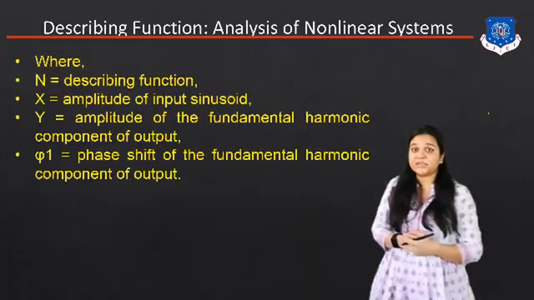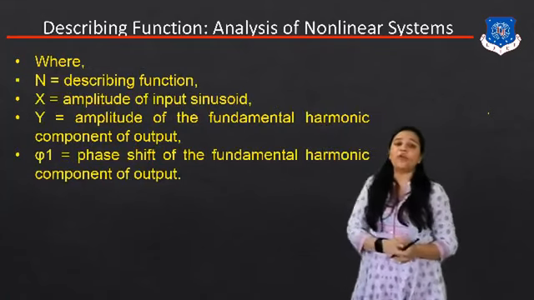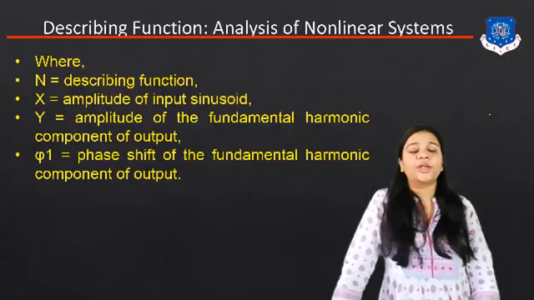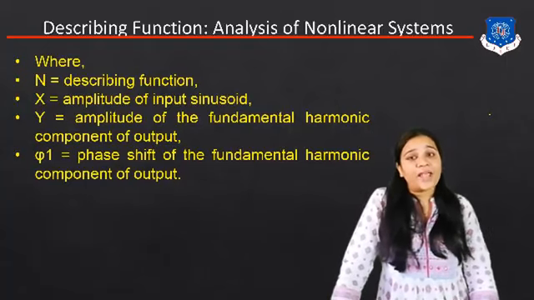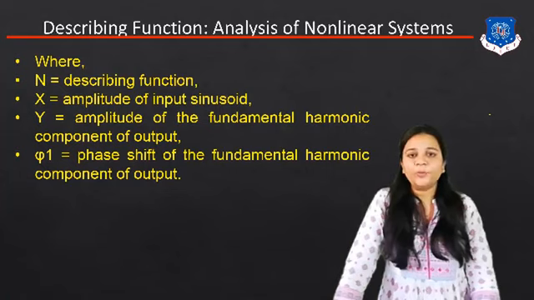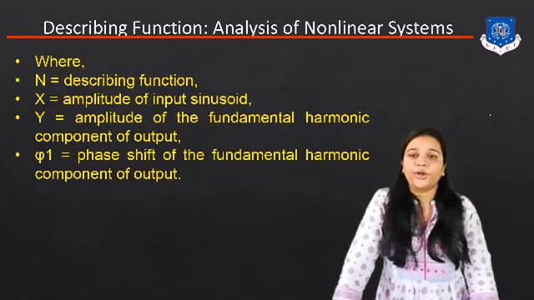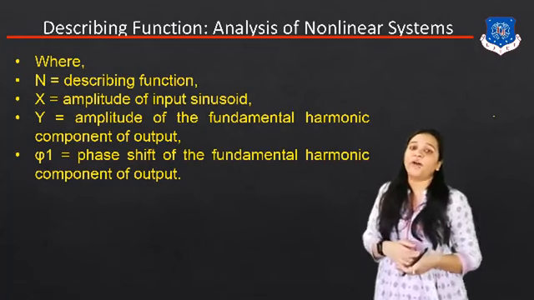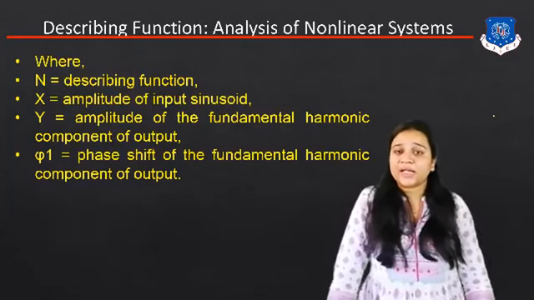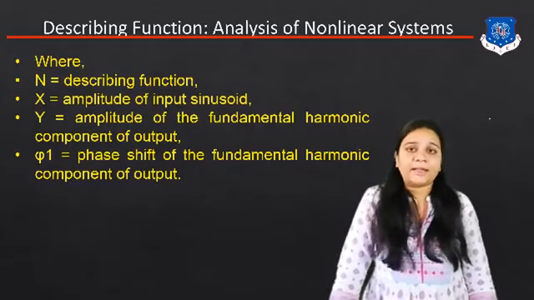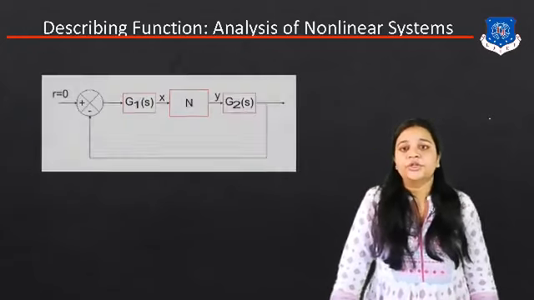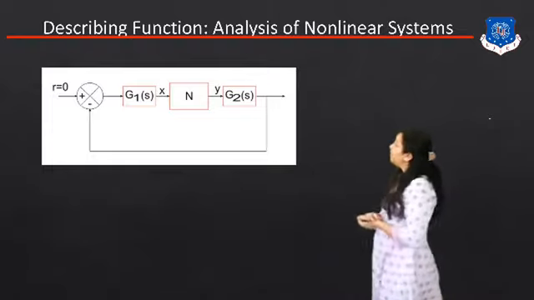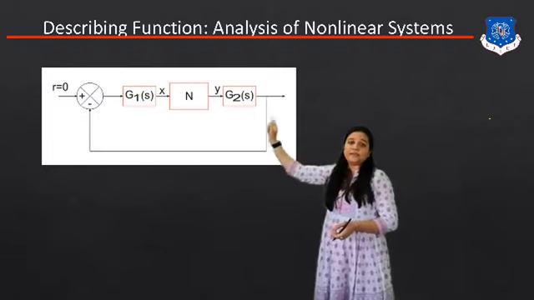describing function, X is the amplitude of the input sinusoid, Y1 is the amplitude of the fundamental harmonic component of the output, and phi 1 is the phase shift of the fundamental harmonic component of the output. If we know the values of X, Y1 and phi 1, we can easily find the describing function of any type of nonlinear system. Okay, so this is the block diagram of the describing function. Here we take the input r equal to 0.